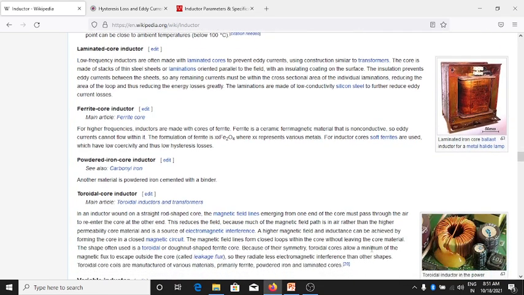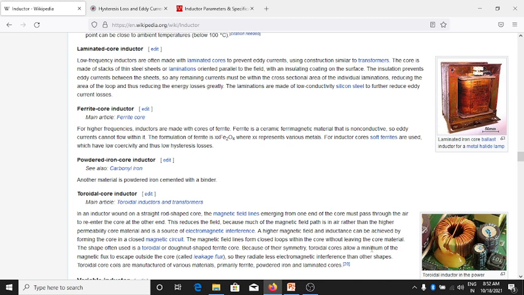Next is the laminated core inductor. Here is the picture of it on this right side. Look at this picture. Laminated core inductor. Low frequency inductors are often made with laminated cores to prevent eddy current. Okay, the laminated core inductor is made up to prevent the eddy current. Clear?